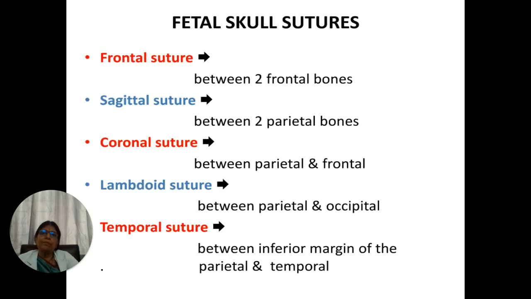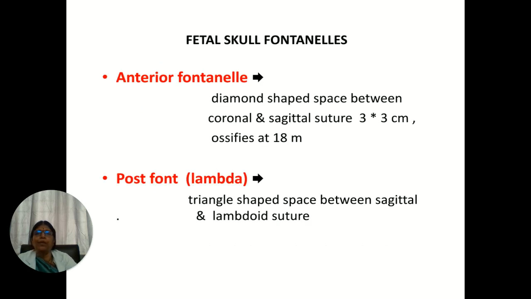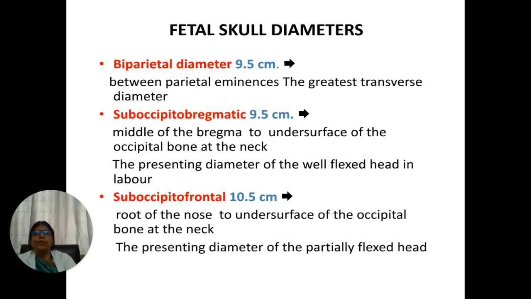Then the vertex is a diamond-shaped area between the anterior and posterior fontanelles and the parietal eminences. The sutures, as we have already enumerated: the frontal suture is between both the frontal bones, the sagittal suture is between both the parietal bones, the coronal is between the parietal and frontal, and the lambdoid is between the parietal and occipital. The temporal suture is between the inferior margin of the parietal and the temporal bones. The anterior fontanelle, already told, is a diamond-shaped space between the coronal and sagittal sutures, and it closes at 18 months. Whereas the posterior fontanelle is triangle shaped between the sagittal and lambdoid sutures.